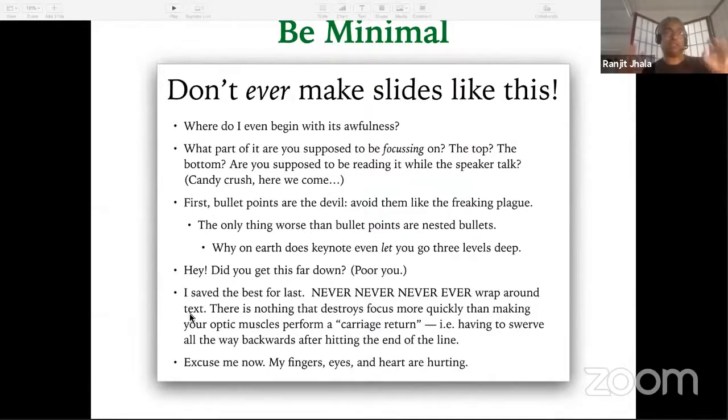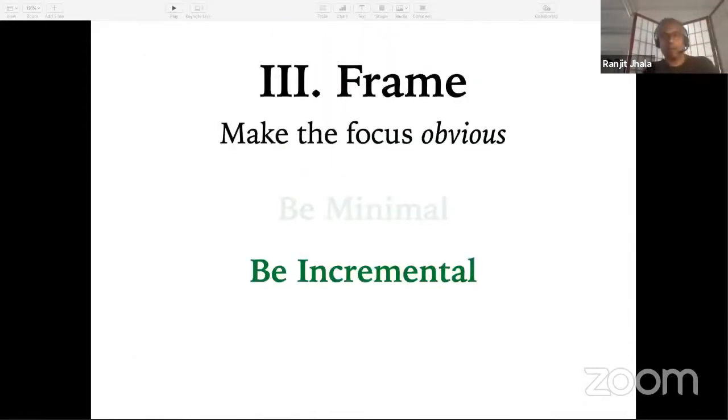It's just how the muscles in the eye work; we do not like this. It's taxing. So if you are going to have text, just make sure it goes from left to right or right to left, depending on what language you're in. But do not force me to do a visual carriage return. Okay, let's move on. I can't see that slide anymore.